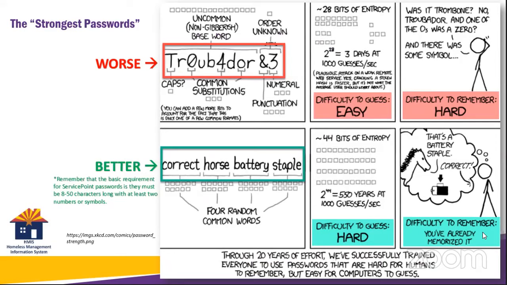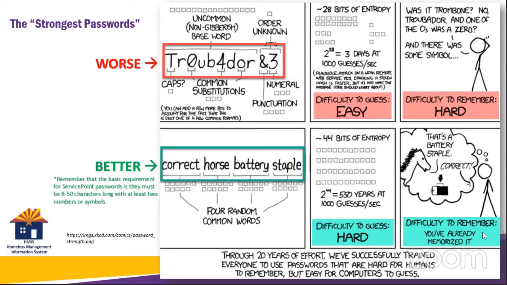So the comic strip here shows that if you tried to hack into an account using the top password at 1,000 guesses a second, it would take only 3 days to get it. So it's described as easy, so to speak. But for the bottom password at the same rate, it would take about 550 years. So we like the 550 years option, and that would constitute as hard to guess.